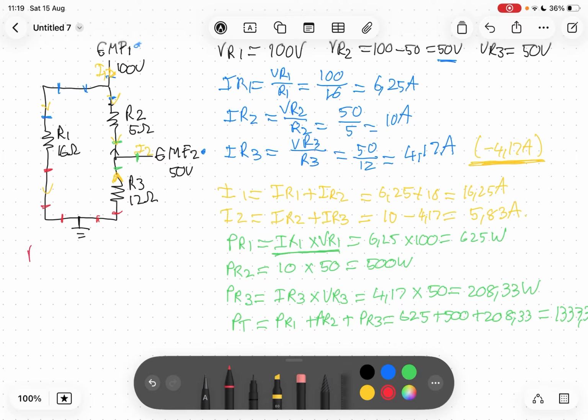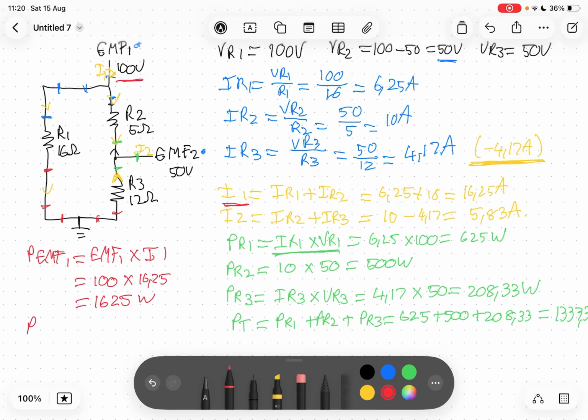Therefore, PEMF1 equals EMF1, which is this 100 volts, times I1, which we calculated over here, and this would equal 100 times 16.25, and this is 1625 watts.